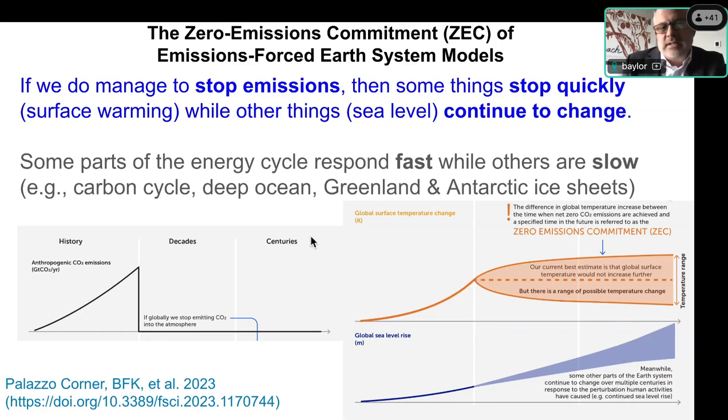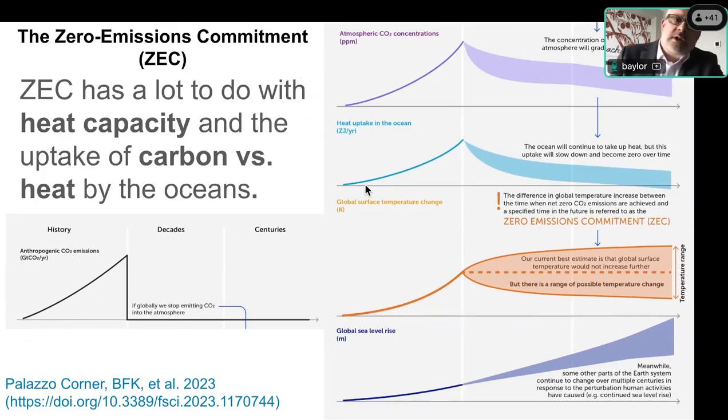And you really can see that this response over here is complicated because some parts of the energy cycle respond fast, the clouds, the atmospheric temperature, while others are slow, the carbon cycle, the deep ocean, and the Greenland and Antarctic ice sheets. And so when we think about the deep ocean contribution here, it really has two roles to play. One is taking up some of the CO2 from the atmosphere. That's what this top graph is schematizing. And it's also taking up energy or heat uptake by the ocean.